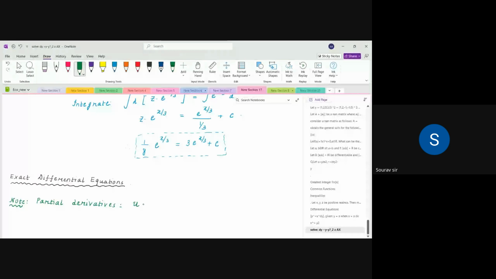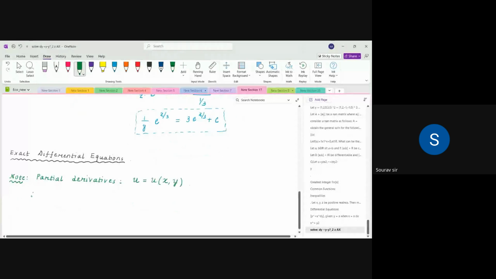Okay. Let's say that you have a function u, which is dependent upon two variables, x and y. So there are basically two independent variables. All right, so this is a multivariate function. And now let's say I want to check what is the change in u due to change in x. So I'll basically do del u by del x.